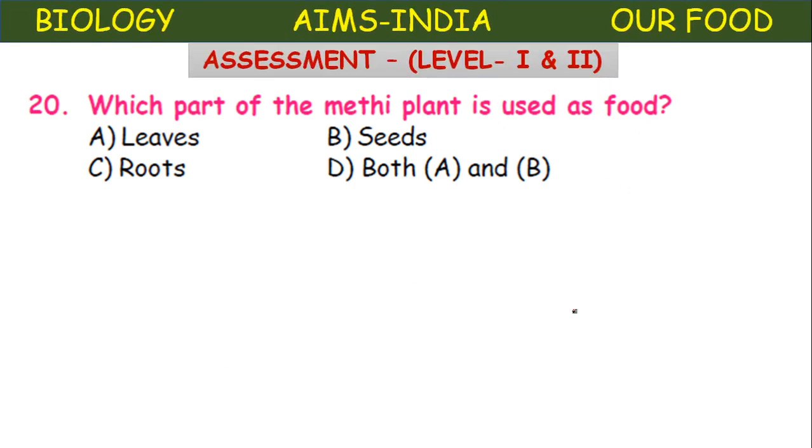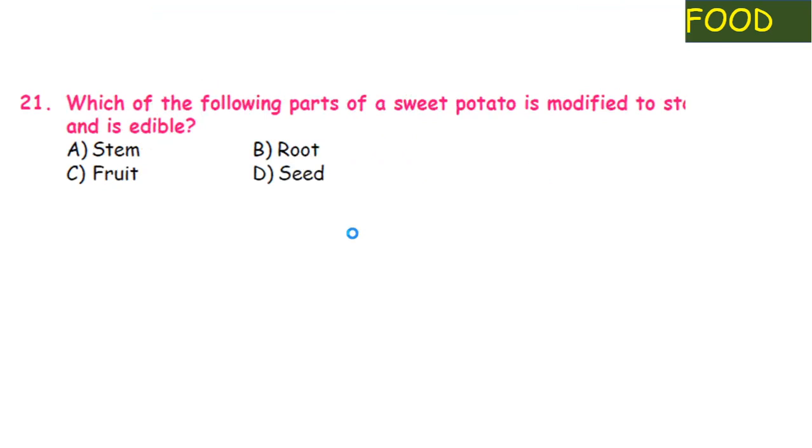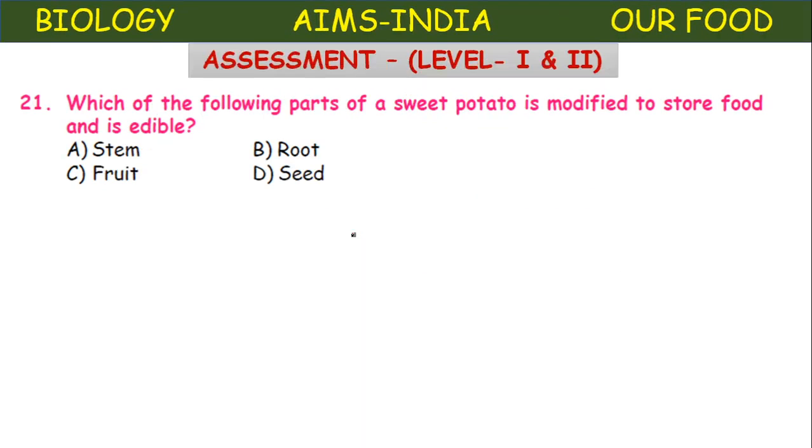Which part of the menthe plant is used as food? Leaves, seeds, roots. So we eat the leaves and seeds. Which of the following parts of sweet potato is modified to store food and is edible? Stem, root, fruit, seed. Sweet potato is the root. Potato is the stem.